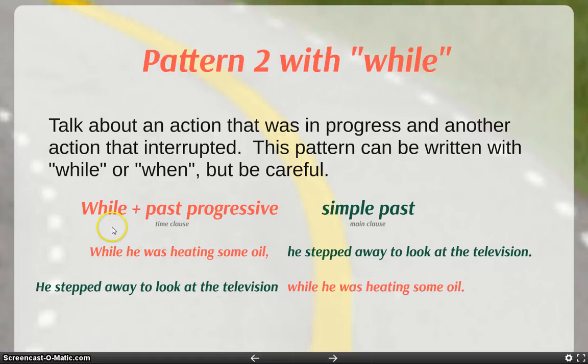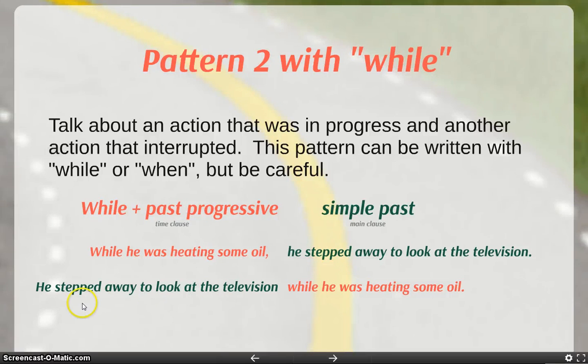Okay, so the formula is while, and then your subject in there, and past progressive. That's your time clause. The main clause has simple past. Here's the example from the story. While he was heating some oil, he stepped away to look at the television. So remember, the past progressive was in progress. That started first. It wasn't finished. It was continuing. And this verb stepped away, that happened in the middle. That interrupted.